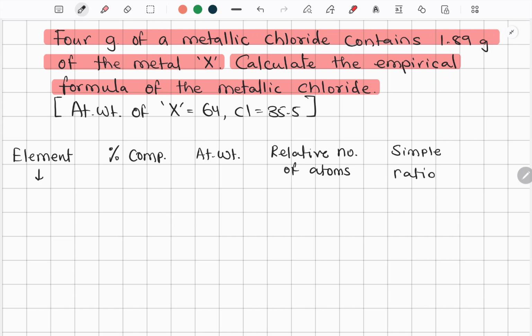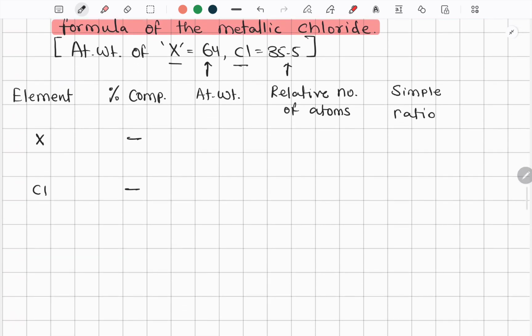So what are the elements in this question? The elements are metal X and chlorine, Cl. What about the percentage composition? If you read the whole question, there is no percentage composition given, which means we have to calculate it. First, the atomic weights are given: the metal X has 64 and the chlorine has 35.5, so we put 64 and 35.5 in the table.